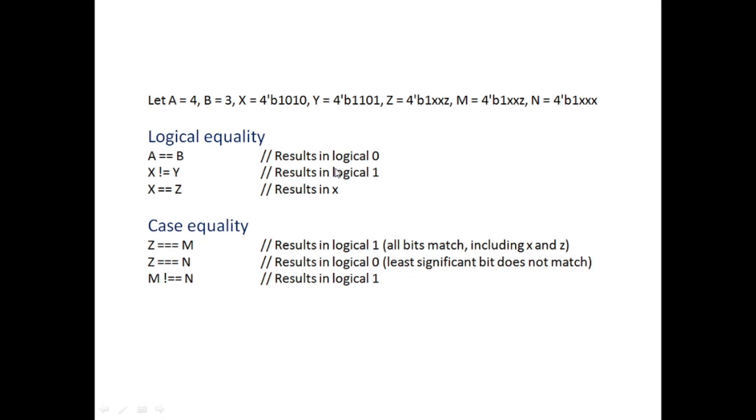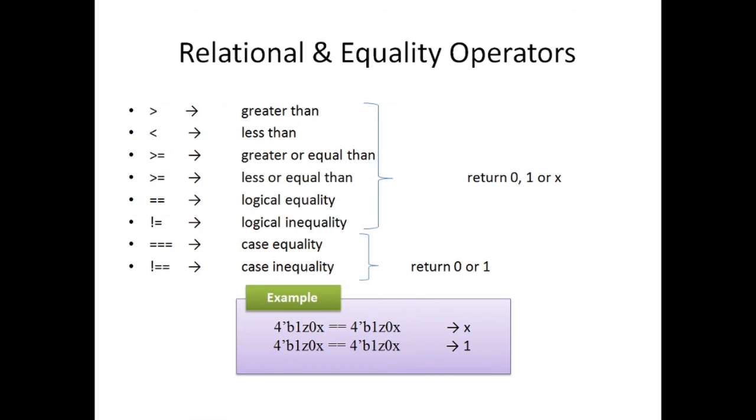So here, in case equality there is bit by bit comparison, that is why it yields logic 1 or logic 0 as an output. In logical equality it is an overall comparison, that is why it may yield a logic 0, a logic 1, or a logic X as an output. So this is about relational and equality operators.